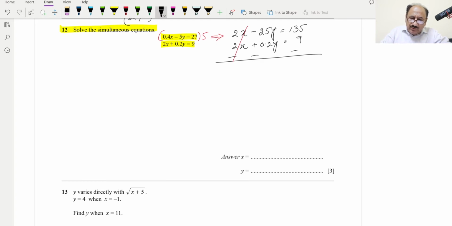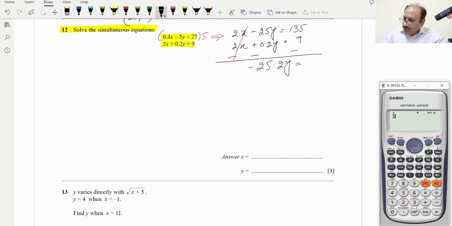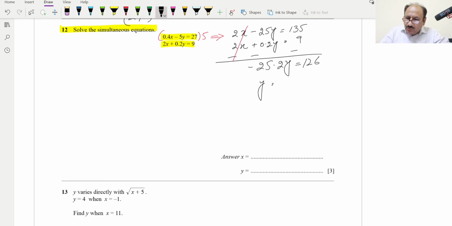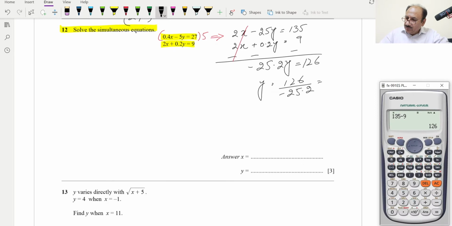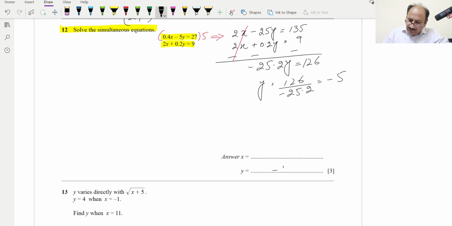Now we can subtract, change sign and cancellations, and this will be cancelled, and now we can solve this one. So minus 25.2y is equal to 135 minus 9, which is equal to 126, so y will be equal to 126 divided by minus 25.2, and this is equal to minus 5, so the y value is minus 5, we can provide over here.